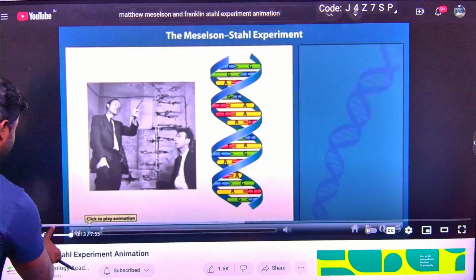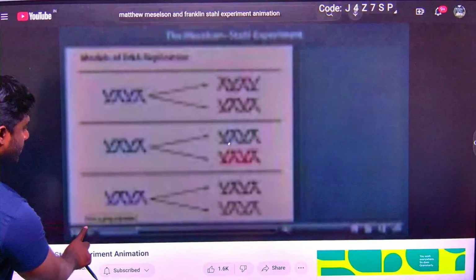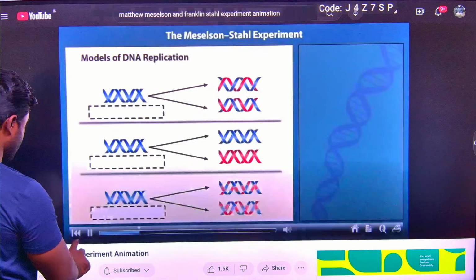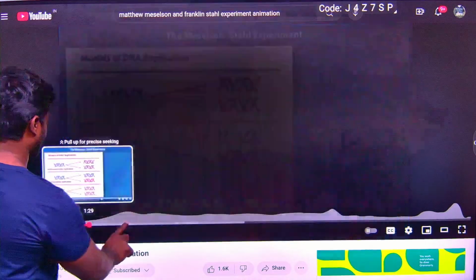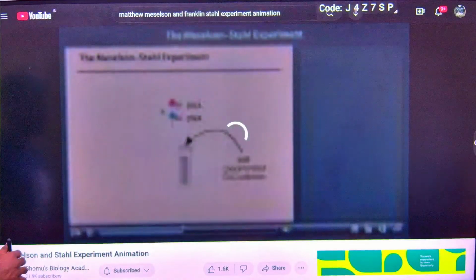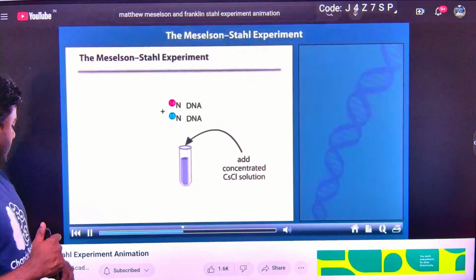Built their model of the. What happened to this? From your knowledge of example, the old solution of the salt, cesium chloride.